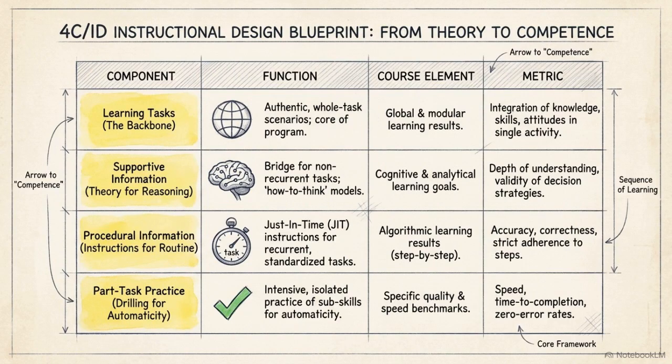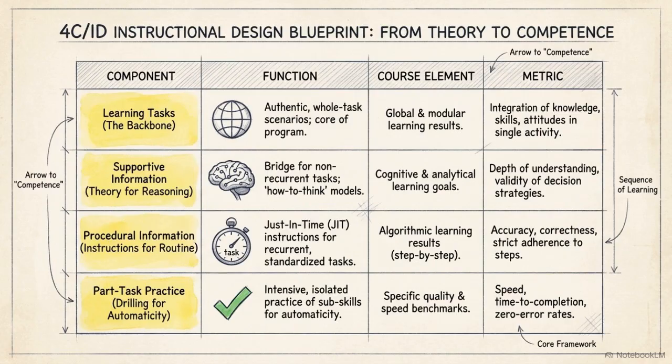Supportive information bridges prior knowledge to the non-recurrent aspects of a task. We assess this by testing the depth of understanding and reasoning. Procedural information provides just-in-time guidance for recurrent operations, assessed by algorithmic accuracy and strict compliance.